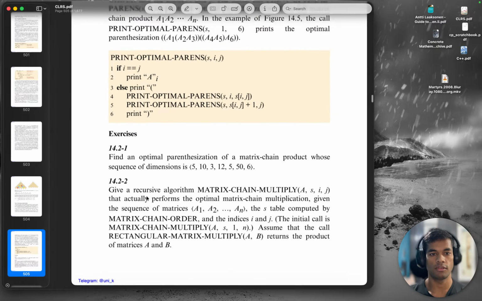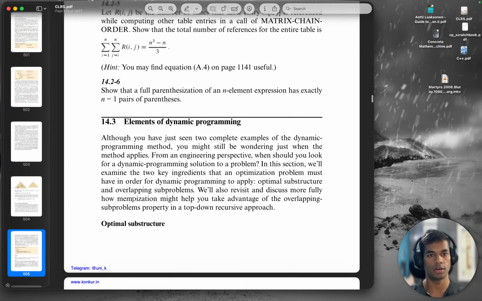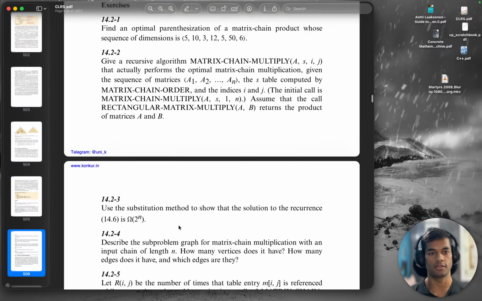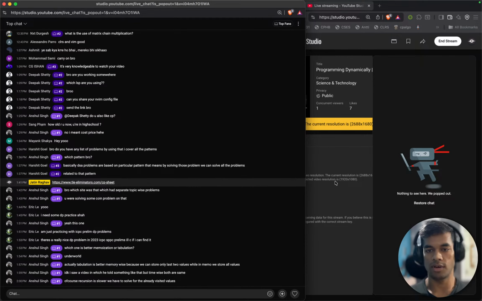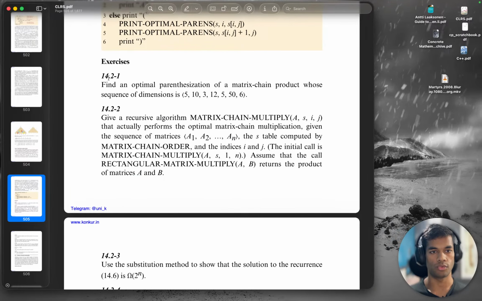And now let's do a bunch, like 6 exercises, to see what we have learned. It would be nice. Yep, let's go through the exercises. Find an optimal parenthesization of a matrix chain product whose sequence of dimensions is this. We can solve this.